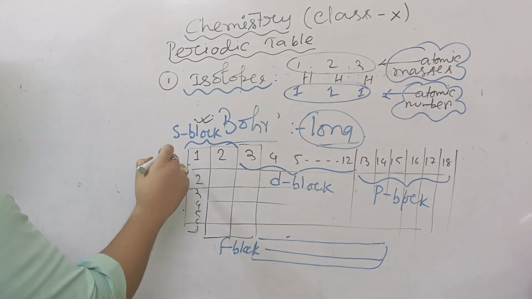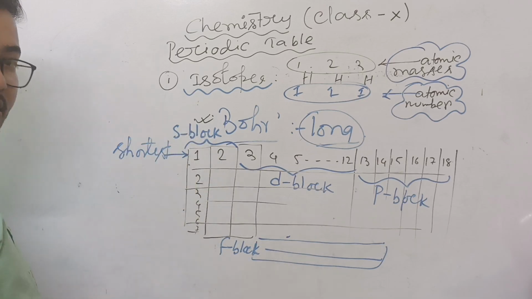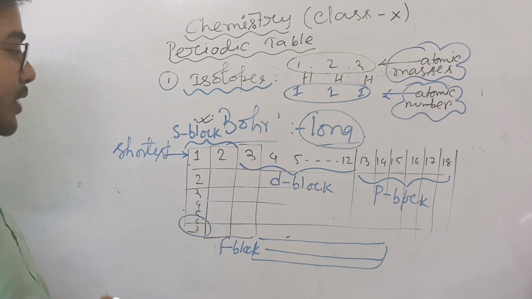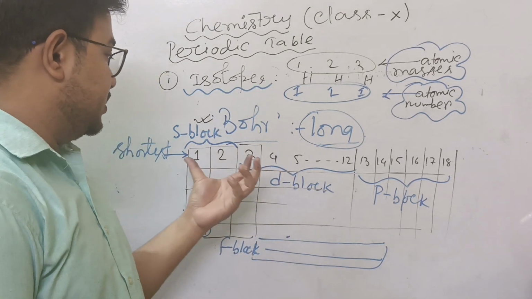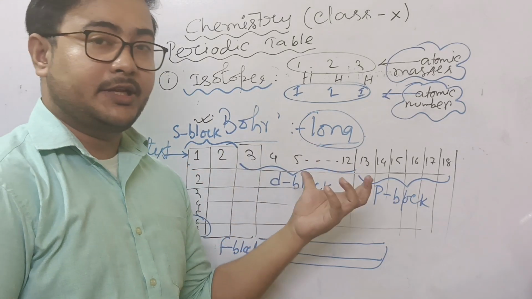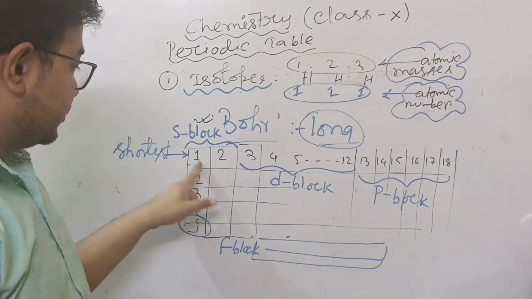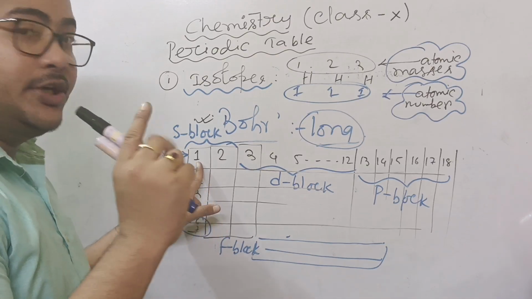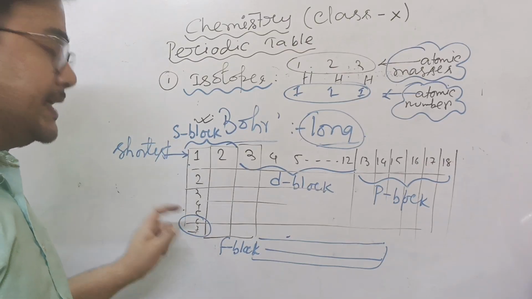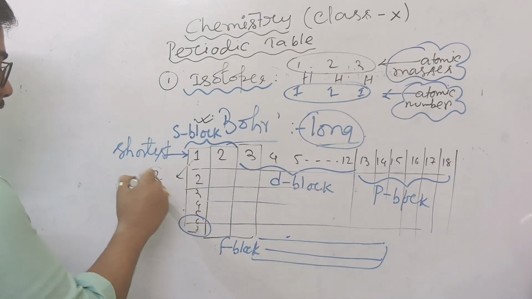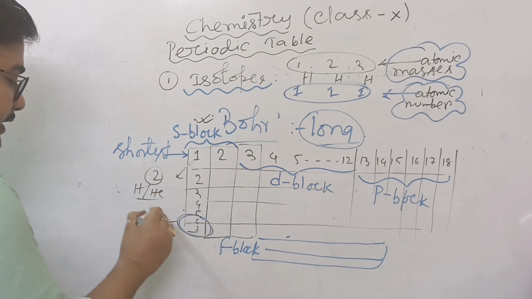Keep in mind, among these, the shortest row is period 1 and the longest are 6 and 7 both. Why is 1 the shortest? Because when I discuss this concept of the periodic table in the next class, that is periodic properties, you will see that the first period contains only 2 elements, hydrogen and helium. Okay, so what is the shortest, the first, and what is the longest? 6 and 7. In the first, only 2 elements are there, hydrogen and helium. And in 6 and 7, how many elements? Keep in mind, 32 elements.